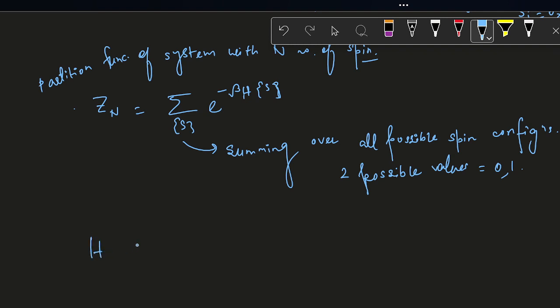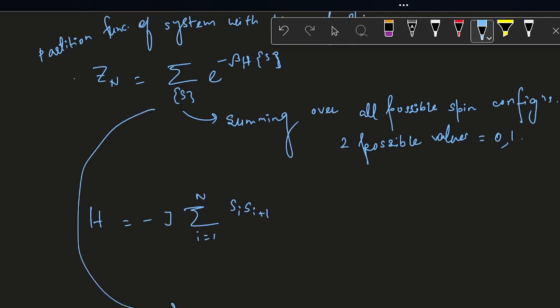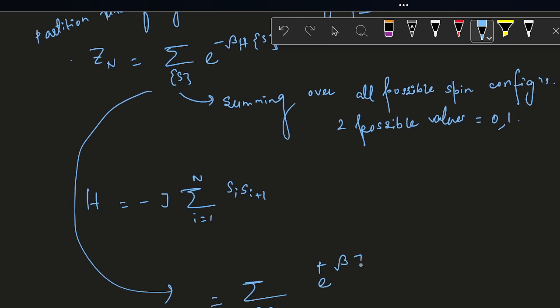Okay, so after this is done, in the problem the Hamiltonian structure is given to you. Our Hamiltonian was like this: minus J sum over i from 1 to n of Si times Si plus 1. So we replace it here. This is equal to the sum over all possible spin configurations of e to the power minus beta times the Hamiltonian, and this minus of the Hamiltonian makes it plus. So e to the power plus beta J sum over i from 1 to n of Si Si plus 1.